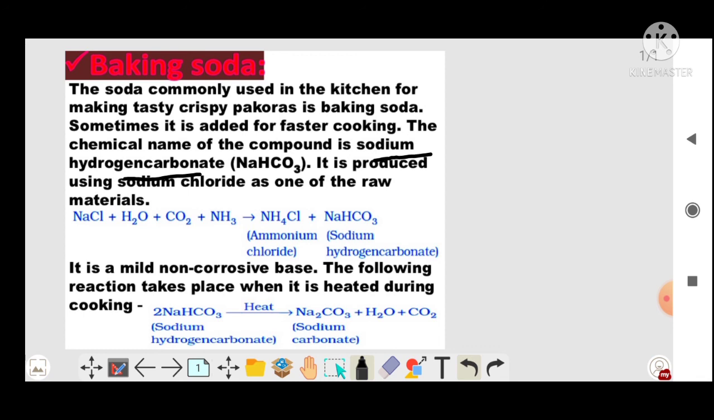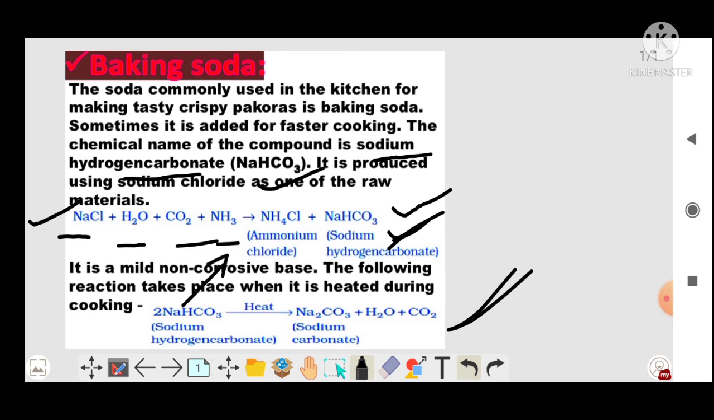Okay, so look, what is the reaction? Sodium chloride, water, carbon dioxide and ammonia, these four react to produce ammonium chloride NH4Cl and sodium hydrogen carbonate. Sodium hydrogen carbonate is baking soda. Okay, it is a mild non-corrosive base, and the following reaction takes place when it is heated during cooking. Hydrogen is lost and sodium carbonate, water and carbon dioxide are produced.